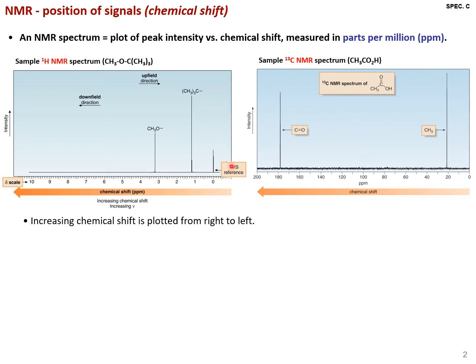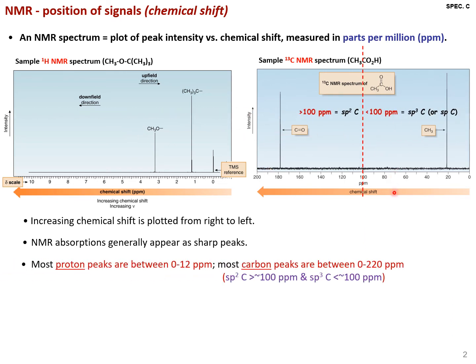So you can see in this proton spectrum, we have 0 to the right, going all the way down to 10 or greater on the left. And in the carbon spectrum, 0 on the right, going down to 200 or greater on the left. You'll also notice that NMR peaks generally appear as sharp spikes in proton and carbon spectra. Most proton peaks are going to be absorbing anywhere from 0 to 12 or a little bit greater parts per million. And in carbon NMR, peaks are generally between 0 and 200 or slightly greater than 200.